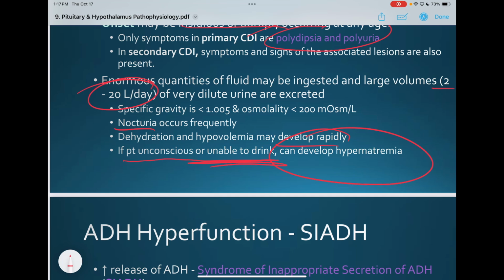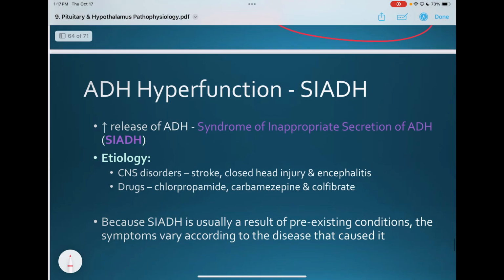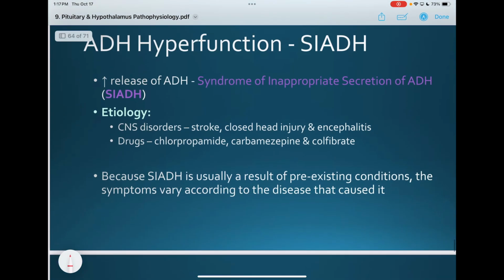So that's low function of ADH, DI, diabetes insipidus. Now we have too much. We have an inappropriate release of ADH. It's just constantly coming out. Etiology, CNS disorders. Here we go with those injuries again. Drugs that can cause this: chlorpropamide and carbamazepine are big ones that can cause SIADH to occur.